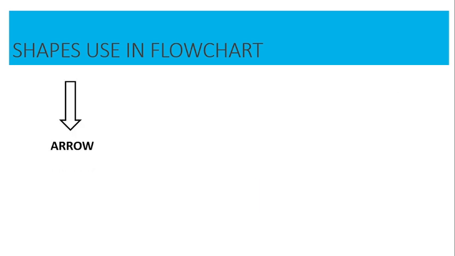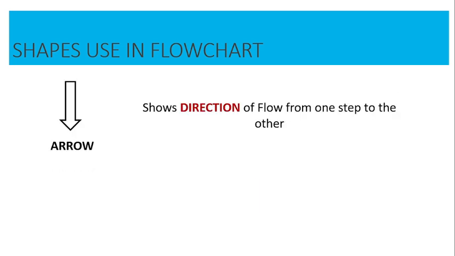The next shape is the arrow. The arrow shows the direction of flow. From this shape you move to this particular shape. The arrow shows the direction of flow from one step to the other, indicating where to go. The arrow gives direction in our flowchart.